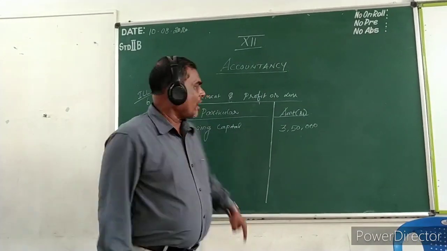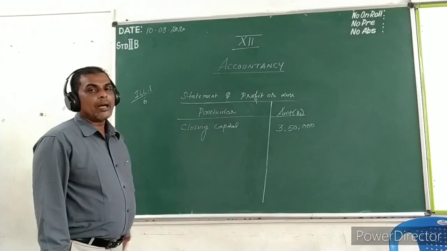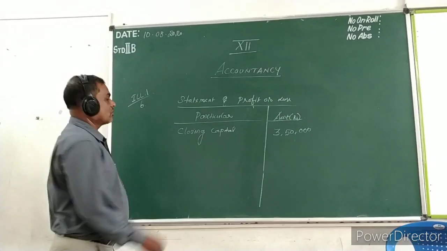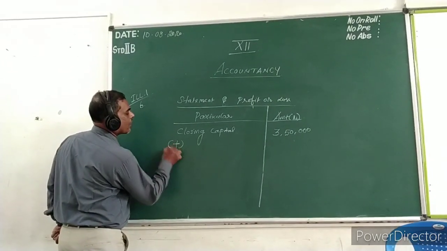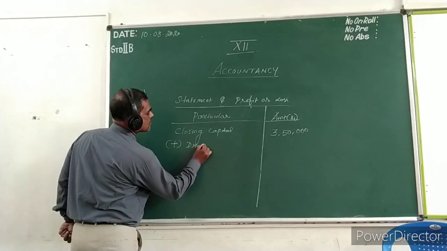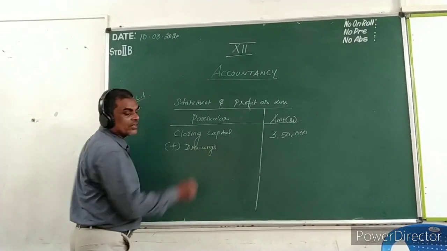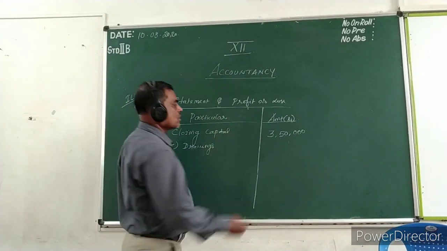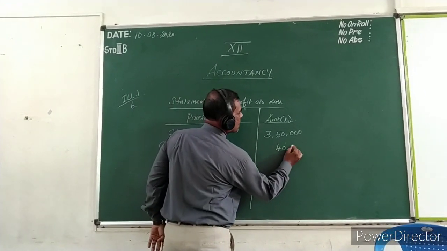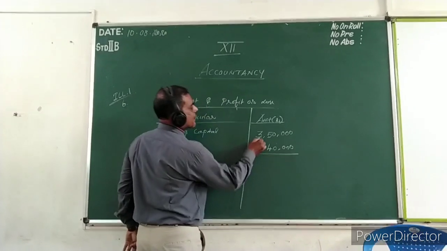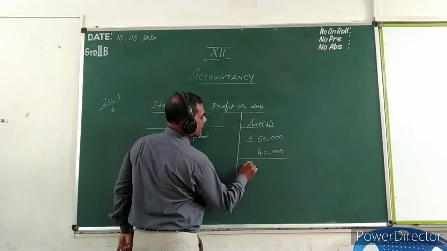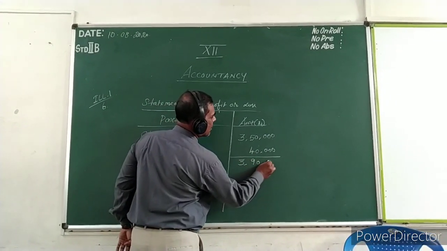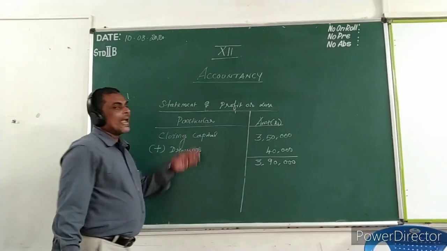Okay. Next, we have to add with closing capital drawings. What about drawings? We have to add drawings. How much he has given the drawings? Drawings during the year rupees 40,000. So we have to add 40,000 with closing capital 3,50,000. So we will get 3,90,000, because we are adding, no.